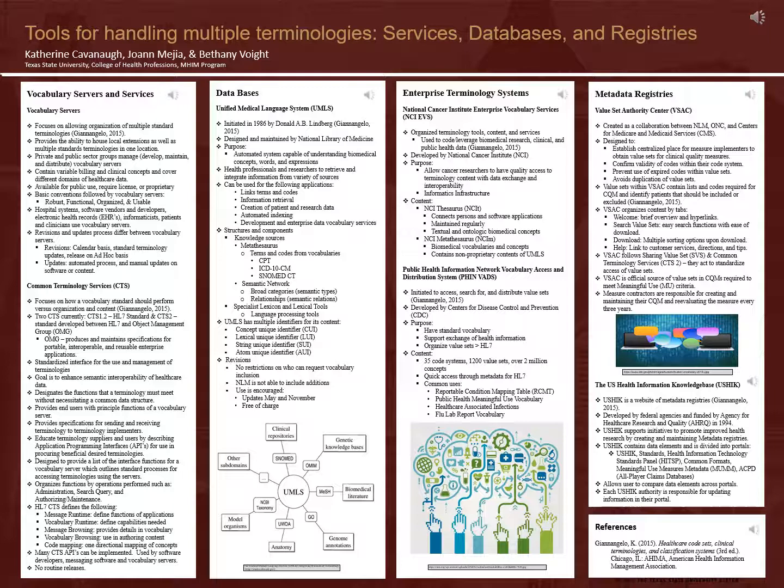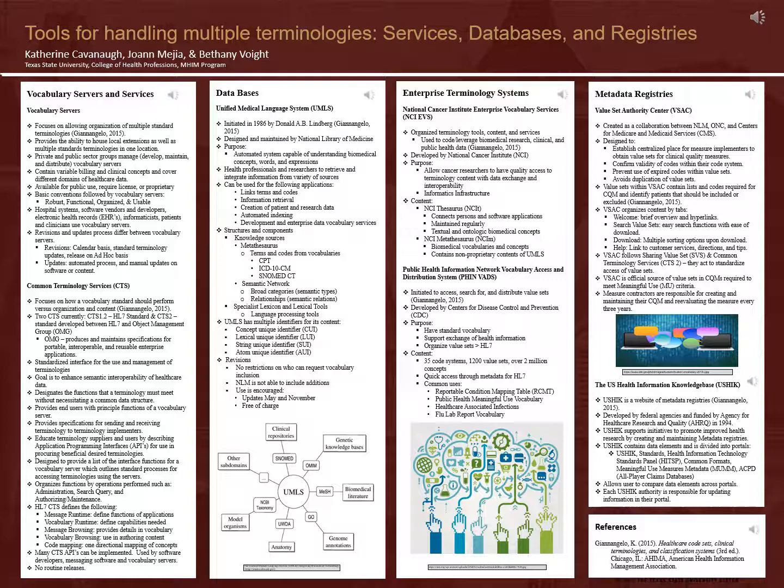NCI-EVS basically organizes terminology tools, content, and services. It is used to code and leverage biomedical research as well as clinical and public health data. This type of system was developed by the National Cancer Institute. The main purpose allows cancer researchers to have quality access to terminology content with data exchange and interoperability.